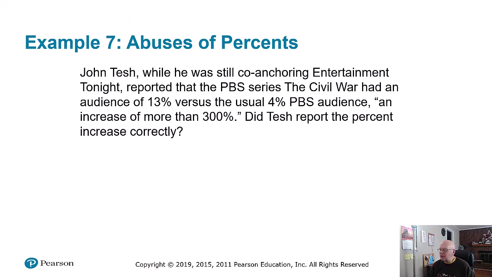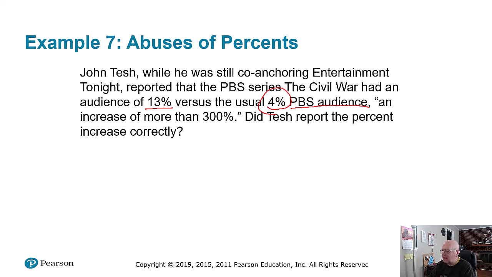And last but not least, because things can go wrong if you don't know how to use percents. So John Tesh, some of your parents will remember John Tesh. He co-anchored Entertainment Tonight after he did a few other things. He reported that the Civil War had an audience of 13% instead of the usual 4% that the PBS audience usually had. He said it was an increase of more than 300%.